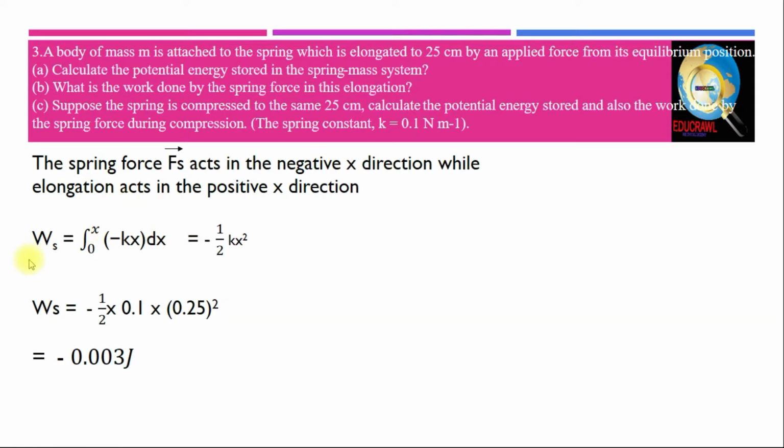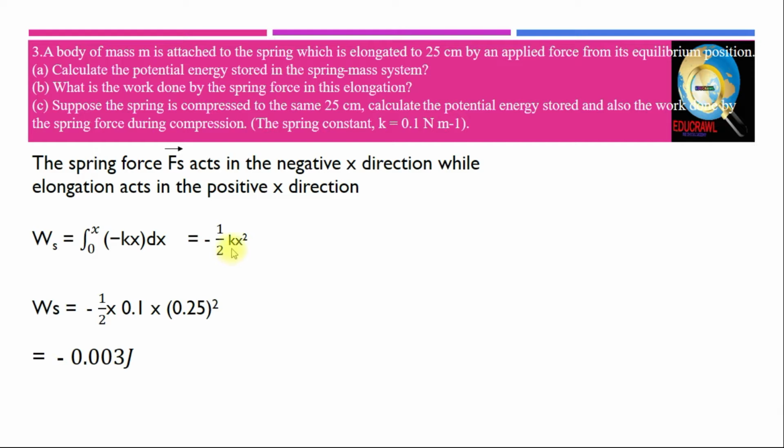Now to find the work, we have to integrate this equation. While integrating, we will take the constant k outside. The minus sign also you can take outside. So minus k into integral 0 to x of dx. Integration of x is x squared by 2. When you apply the limit 0, you will get the answer as 0. When you apply x, you will have x squared by 2. So the value of work done is minus half kx squared.